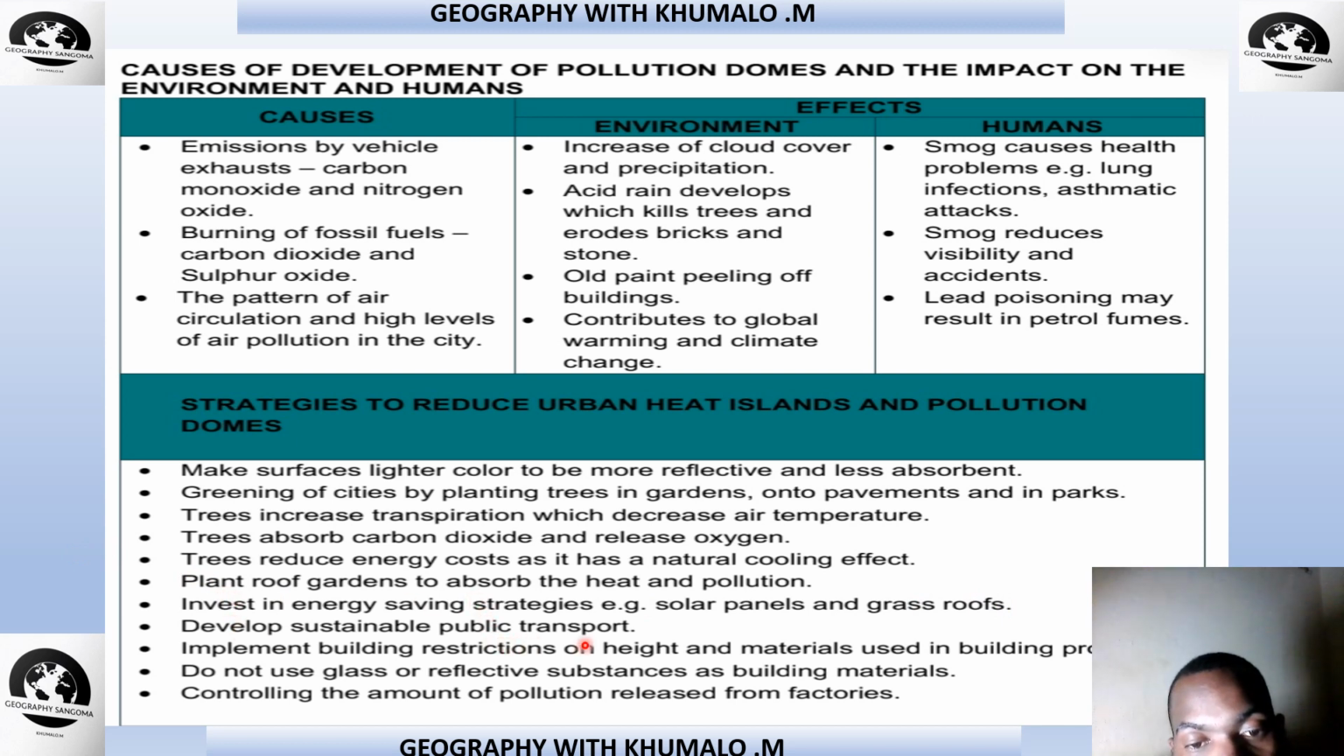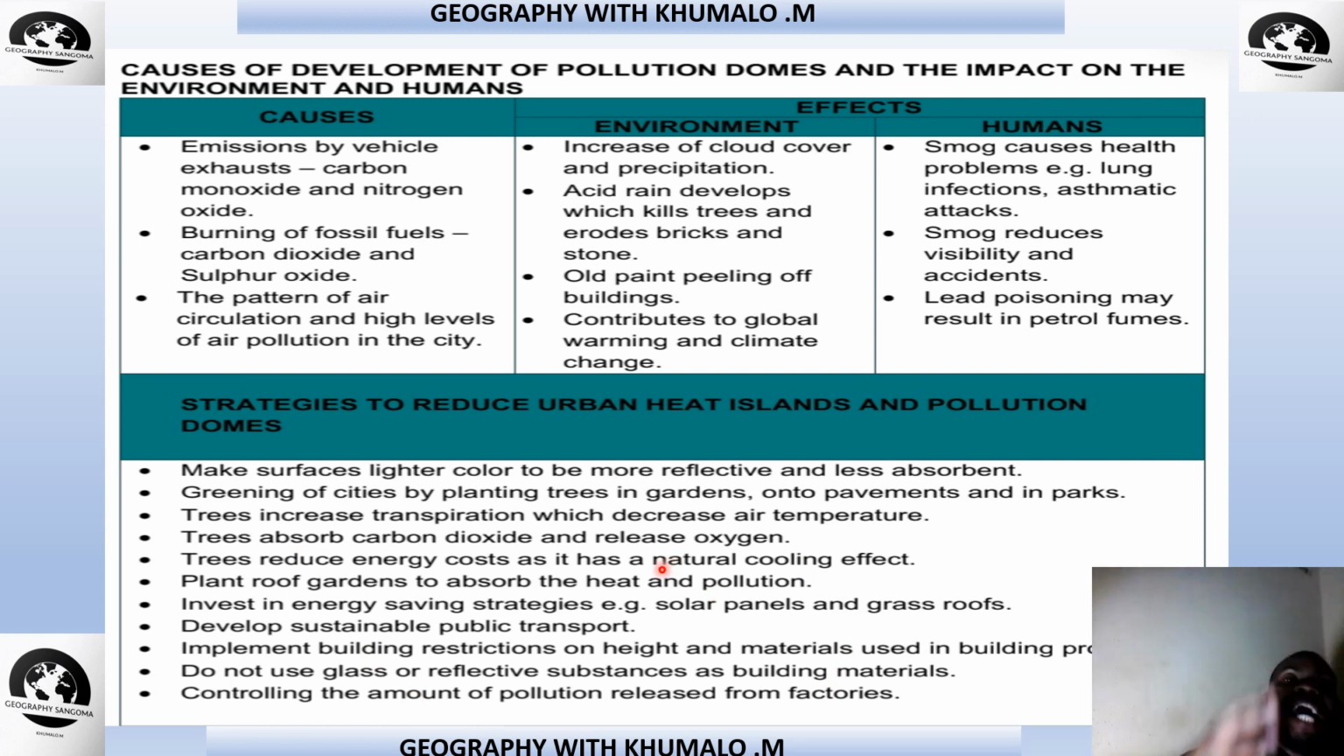Develop sustainable public transport. Instead of many people using their own cars, we may use public transport so that we can reduce these problems. Implement building restrictions on height and material used in building projects. Do not use glass or reflective substances as building materials, and control the amount of pollution released from factories. Now, those are the strategies.